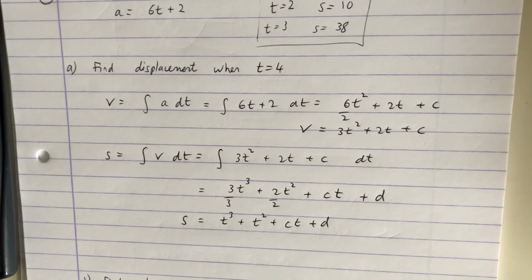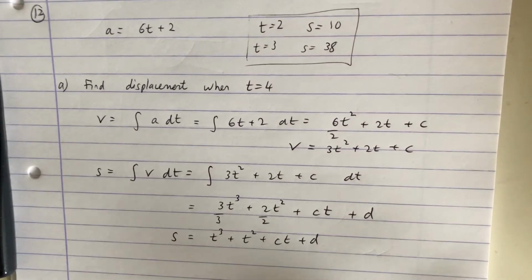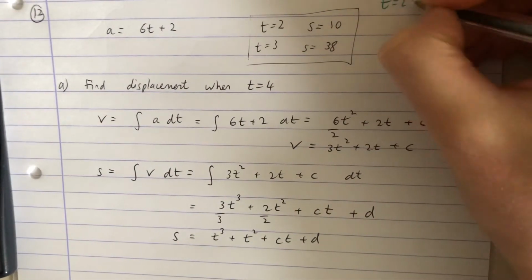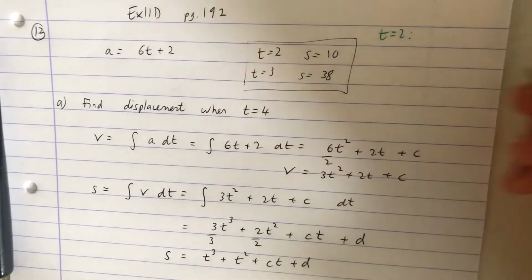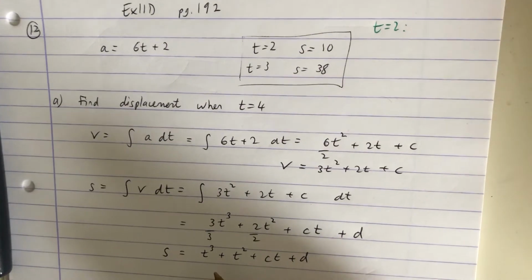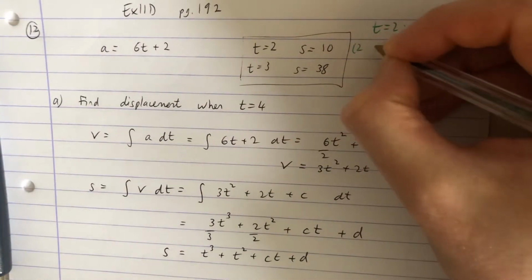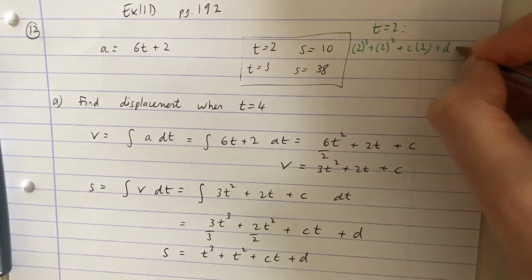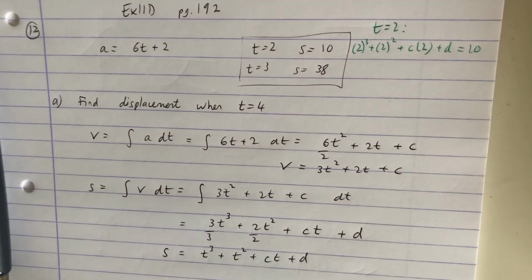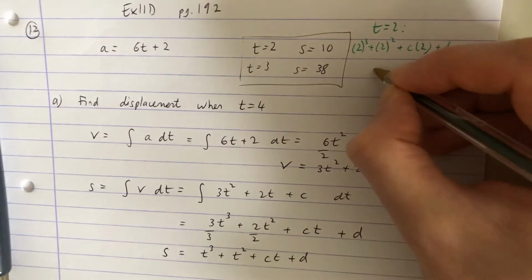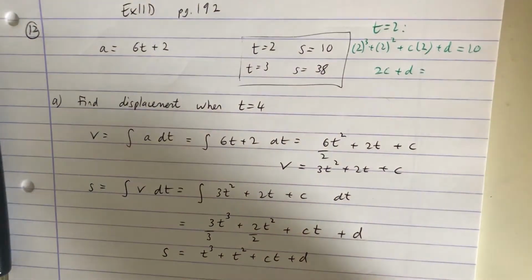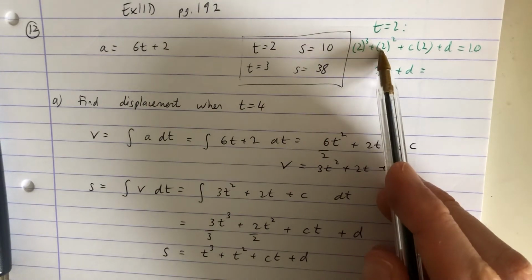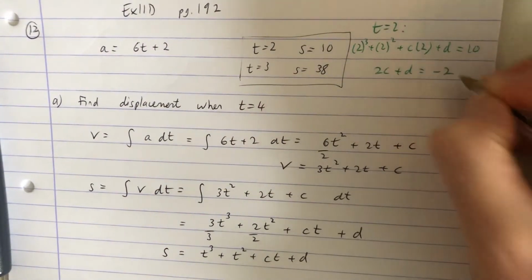But we need to work out what c and d are. And we use the information given in the question. So when t is equal to 2, s is equal to 10. So if you replaced every single t value with 2, you get 2 cubed plus 2 squared plus c times 2 plus d is equal to 10. If you simplify that, you would get 2c plus d is equal to 8 plus 4 is 12. Take that to the other side, so that's negative 2.